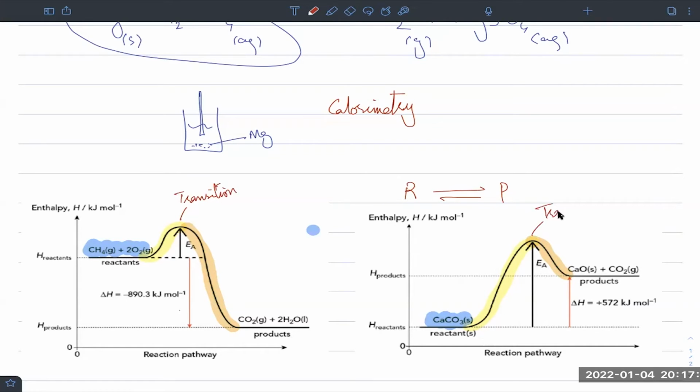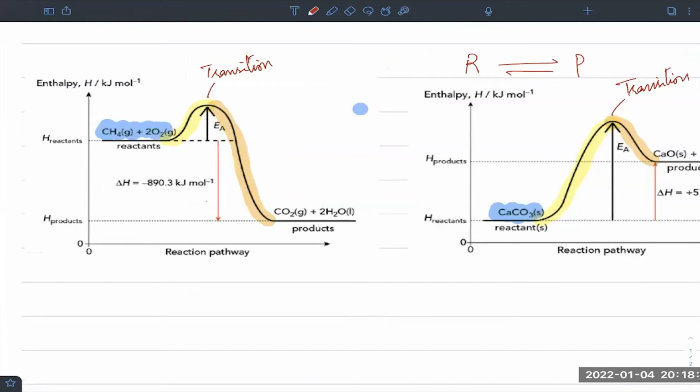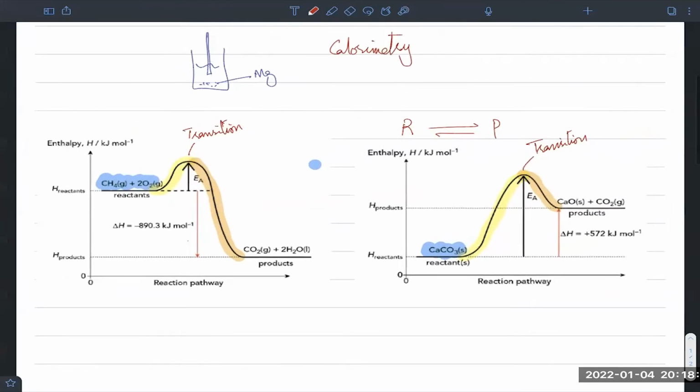This point over here, this transition state, is the maximum energy for the system. It is where the system has the highest energy. Now, this black arrow, if you can see it, labeled EA, is the minimum energy required for the reaction to occur. And this we call activation energy. So that black arrow is your activation energy.